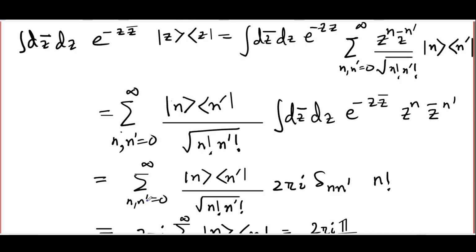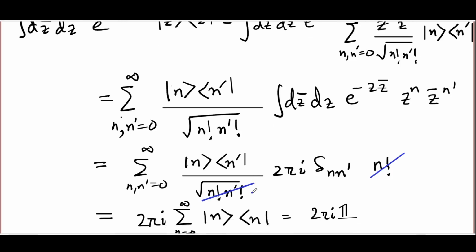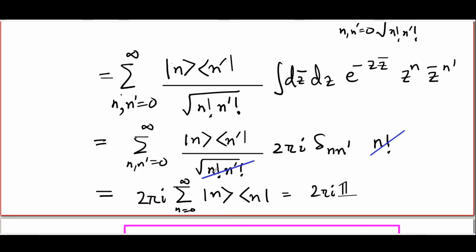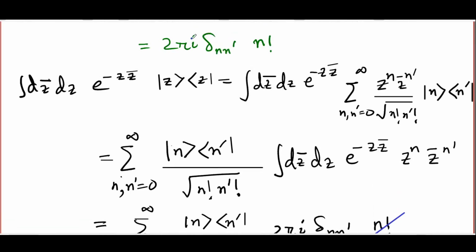All that happens is all the n primes get replaced by n, and now what you see is that this n factorial gets cancelled by this quantity in the denominator after you put n prime equal to n, and you are left with 2 pi i times the sum over all n of the ket n bra n, and this of course is nothing but the identity. So our integral of e to the minus z z bar ket z bra z over the entire complex plane works out to be 2 pi i times the identity.